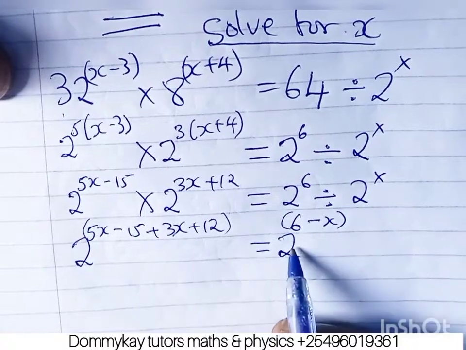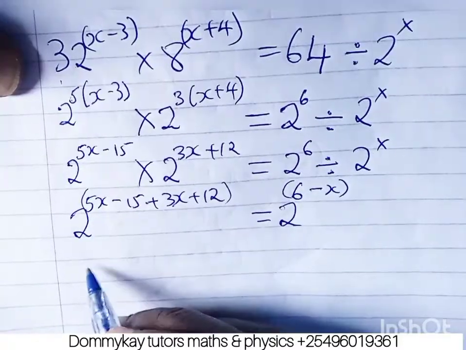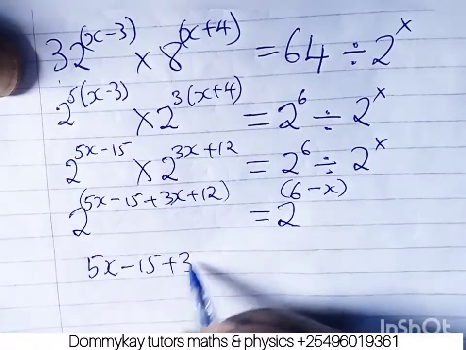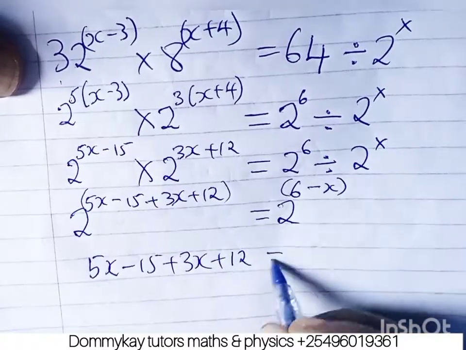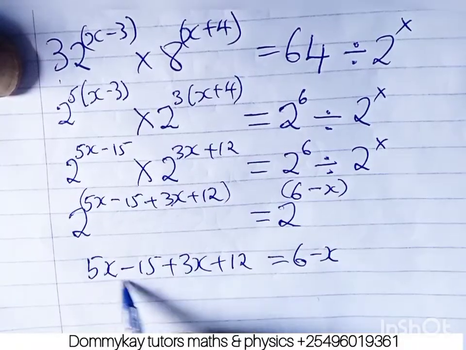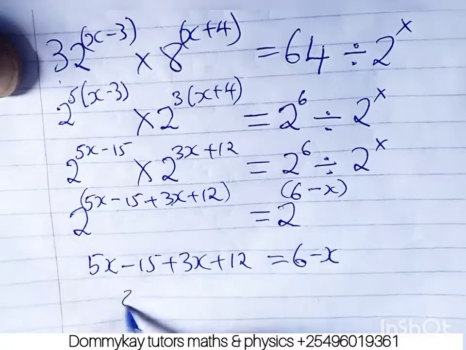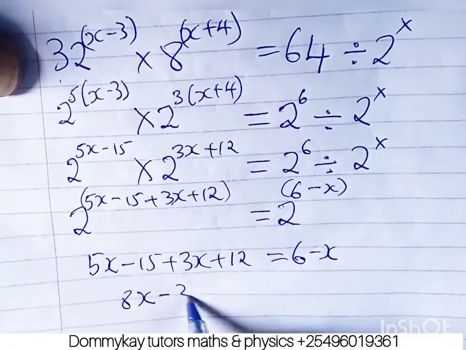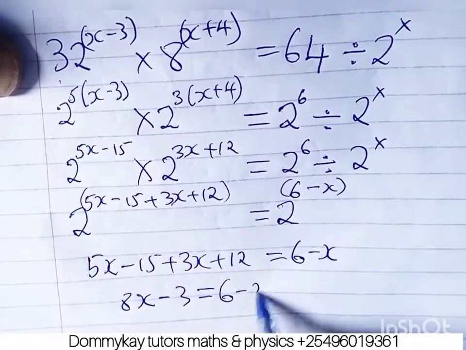When the bases are the same, the powers must be the same. So 5x minus 15 plus 3x plus 12 must be equal to 6 minus x. Let us group the like terms together. 5x plus 3x, it becomes 8x, minus 15 plus 12, it becomes minus 3, is equal to 6 minus x.